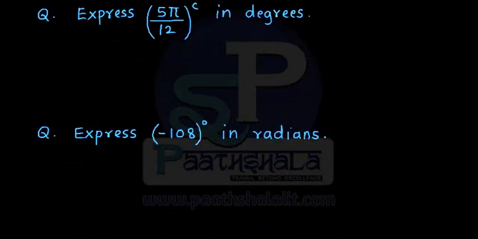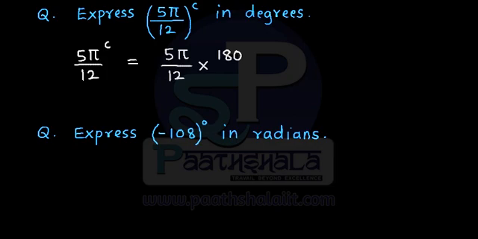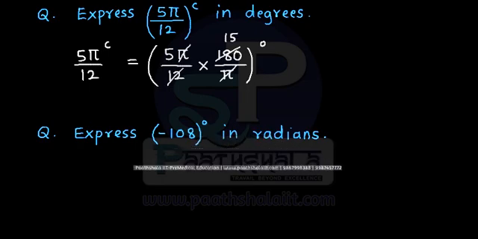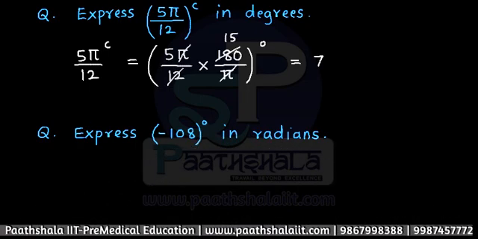The first is to express 5 pi by 12 radians into degrees. As we know, 5 pi by 12 radians is nothing but 5 pi by 12 into, to convert radians to degrees, we have to multiply by 180 by pi, right? These many degrees. You see clearly pi will cancel, 12 will cancel with 180 leaving 15. So 5 into 15 gives us 75 degrees.